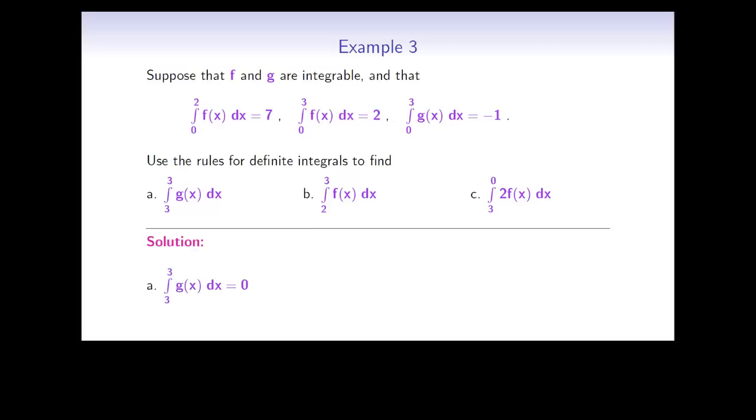So part A is quick. The integral from 3 to 3 of g of x dx is 0, as the upper bound and the lower bound are the same.